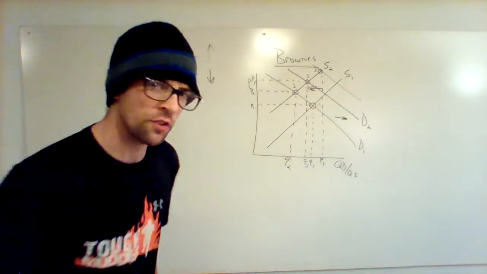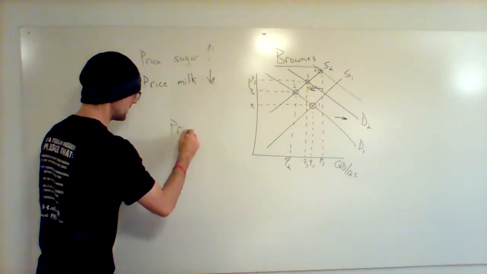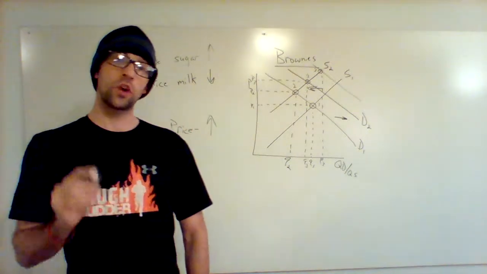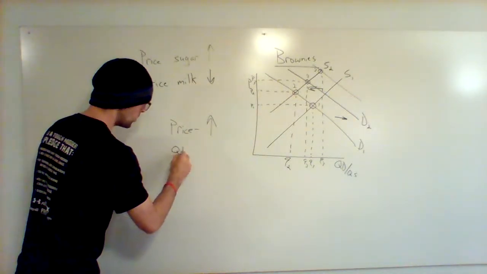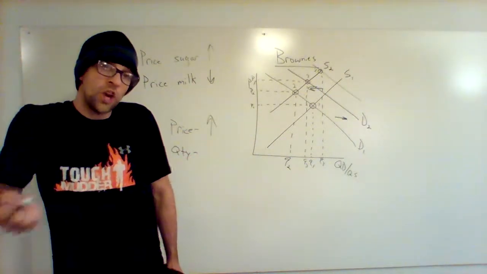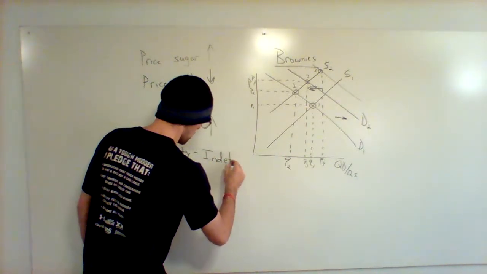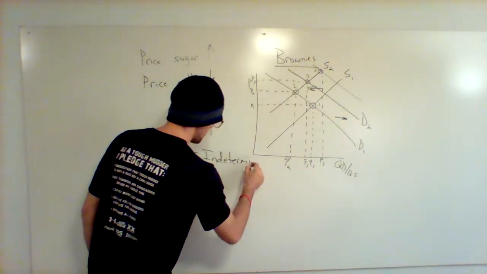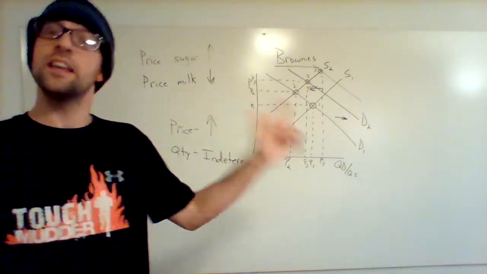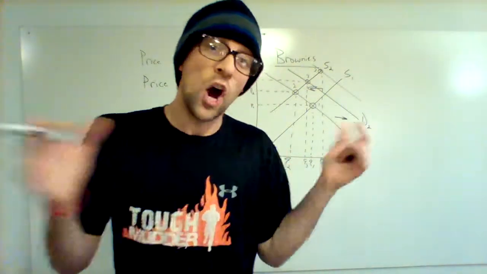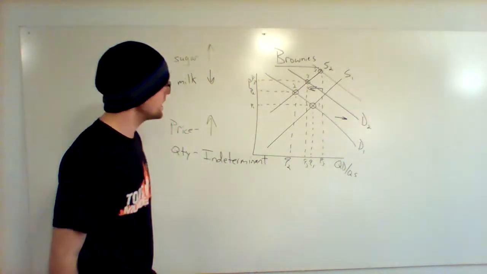So this leaves us in a conundrum. Interesting word, a conundrum. So the price definitely went up. But the quantity of brownies demanded and supplied, well, we just can't be sure. We're not sure. So we call this indeterminate. I hope I spell this right. Doesn't matter. It's unknown. We're unsure. We're not quite certain what happened to our quantity.